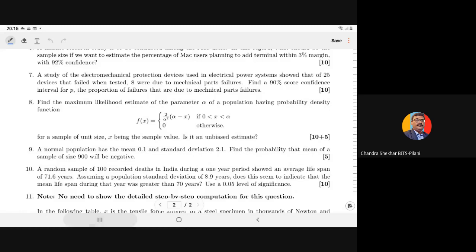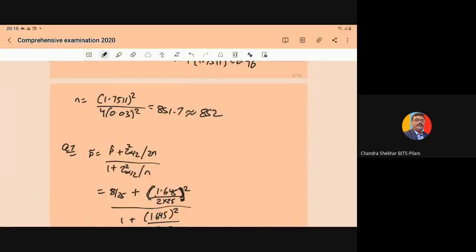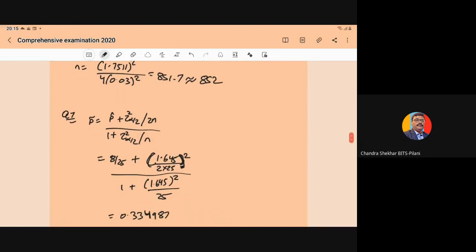So here you have to compute the score confidence interval. The formula for the p tilde will be p cap plus z square alpha by 2 upon 2n, upon 1 plus z square alpha by 2 upon n. So what is p cap? It is given from the sample: 8 due to the mechanical failure out of the 25. So 8 upon 25 plus z alpha by 2 for the confidence. So it will become 0.025, right?